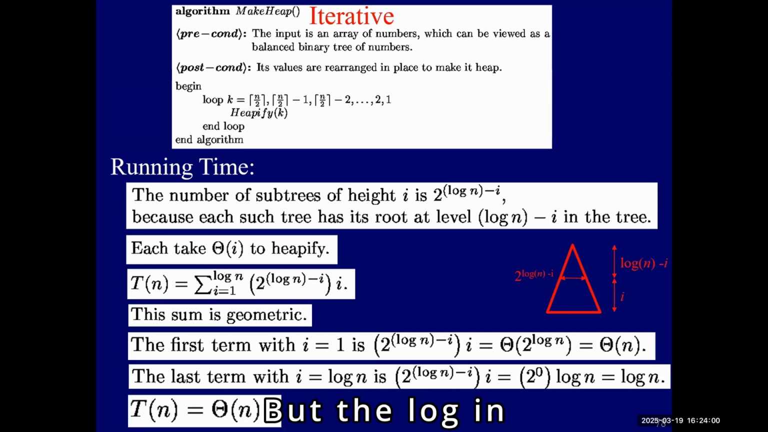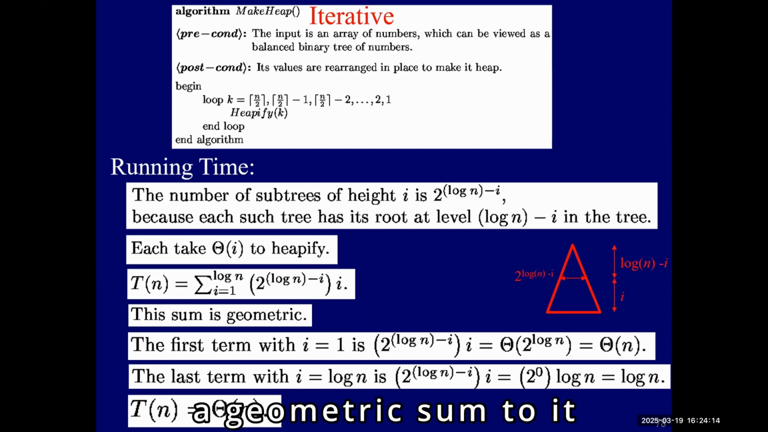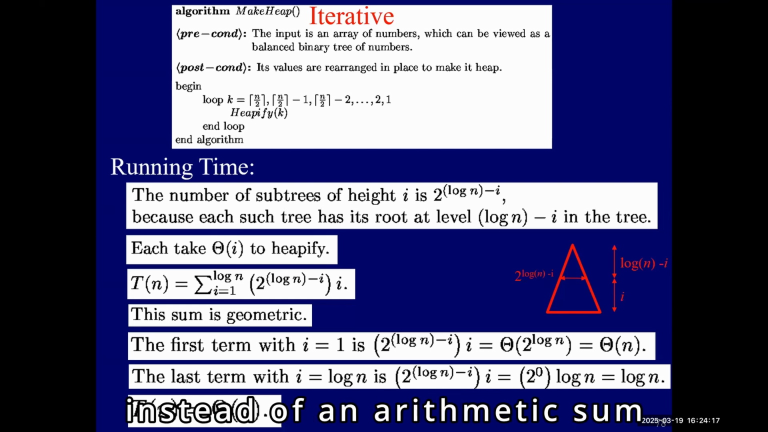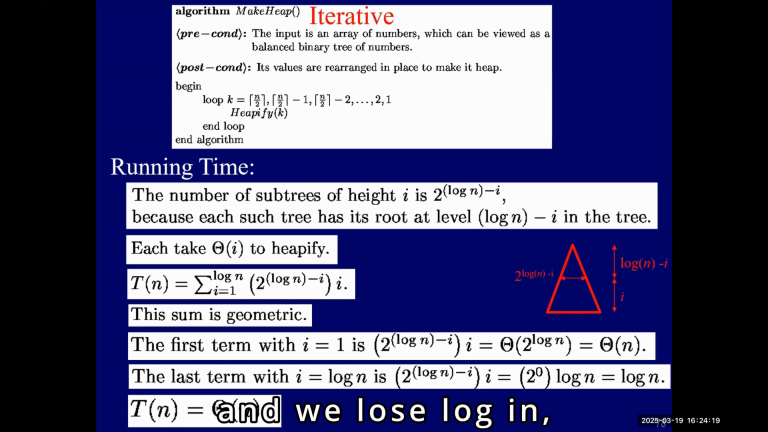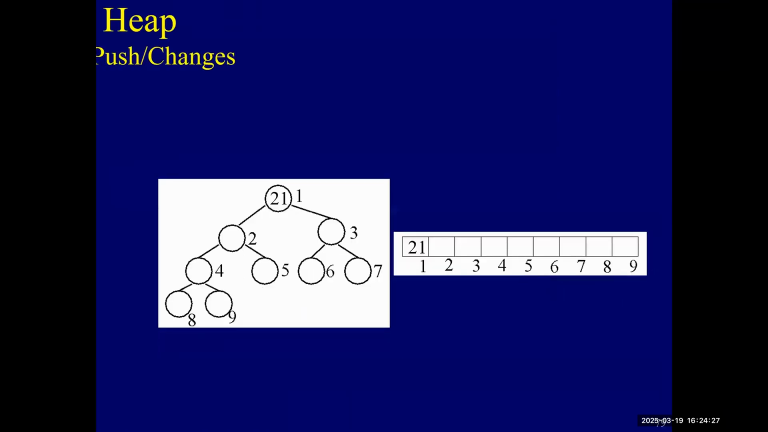But the log n wasn't really, for most of your nodes, the tree, for half of them, the tree's only size 1 or 2, right? It's only the last guy that has size log n. So there's kind of a geometric sum to it instead of an arithmetic sum, and we lose the log n. But I'm never going to ask you that, and I'm sure Jackie won't. So everybody good? All right.